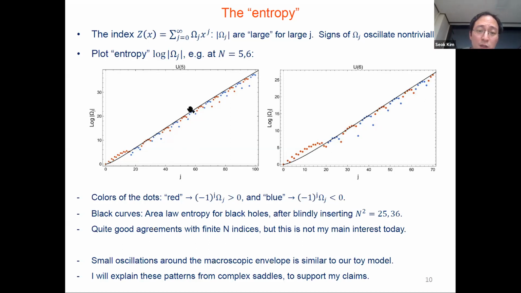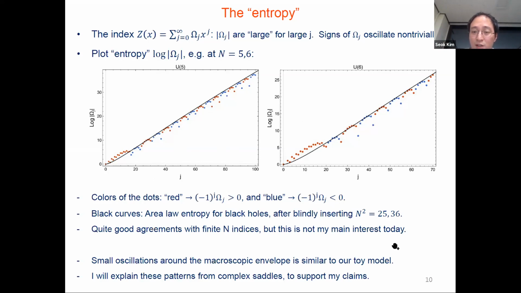So anyway, the behaviors are quite similar to the Mount example. First you have an envelope function, and this envelope function is not the black curve. The black curve is actually the area law, the Bekenstein-Hawking entropy of known black holes, in which I blindly inserted n squared equal to 25 or 36. I mean, sort of trusting that 25 is fairly large enough, so it might be somewhat trustable, right? So this is the black hole entropy curve with this blind substitution, and when the charges are macroscopic so that black hole solutions are reliable, I think the match here is quite impressive, right?